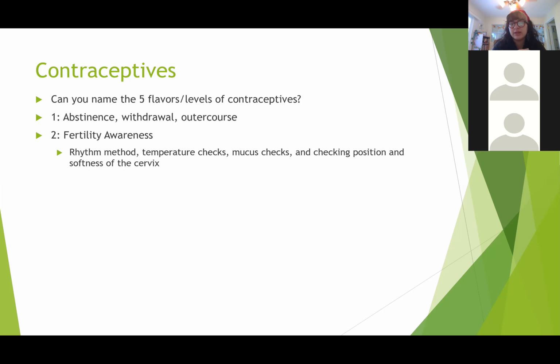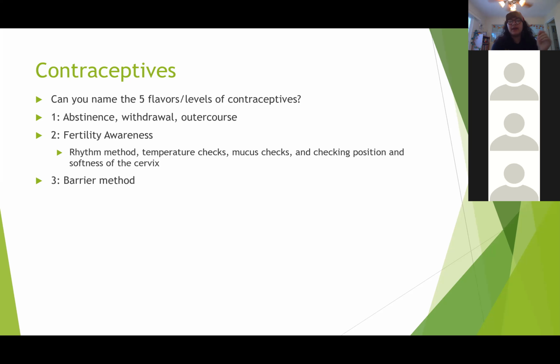The combination of these three, if done right, and you have to do this for at least 2 months to figure out how your body works, can then be used effectively to either get pregnant or not get pregnant. But this has been used since forever, right? This is like the easiest way of birth control and family planning as well.